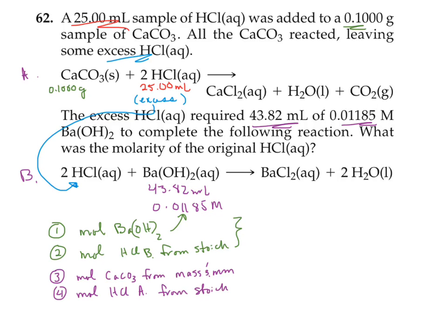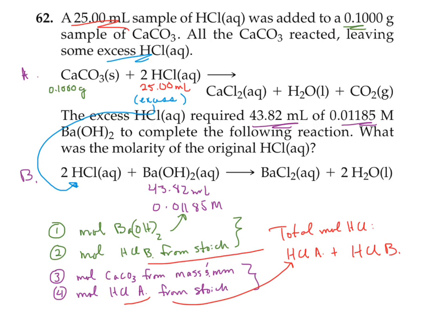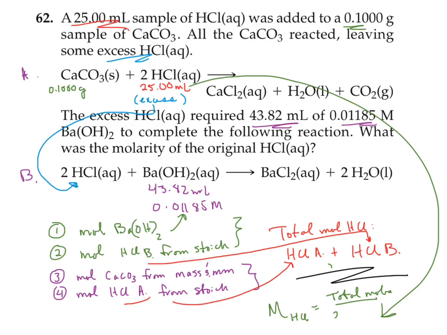And then get to the moles of HCl. So at that point, you have moles that were left over that reacted with your barium hydroxide. You have moles of HCl that reacted initially with your calcium hydroxide, so you have 2 moles. And we have an overall volume that you started with of 25 milliliters. So that's how I would do it. All right? Okay, those are your hints.